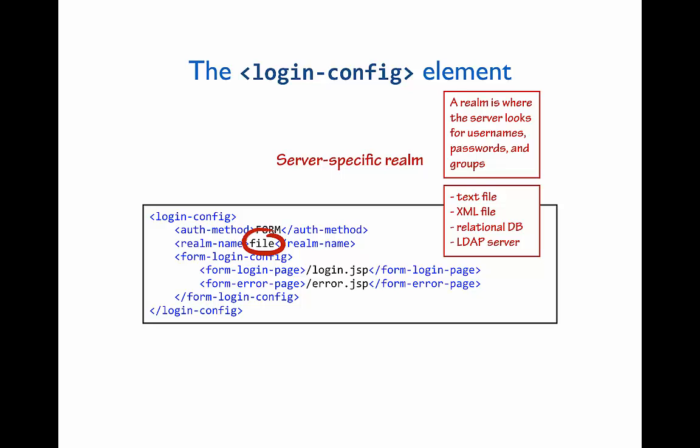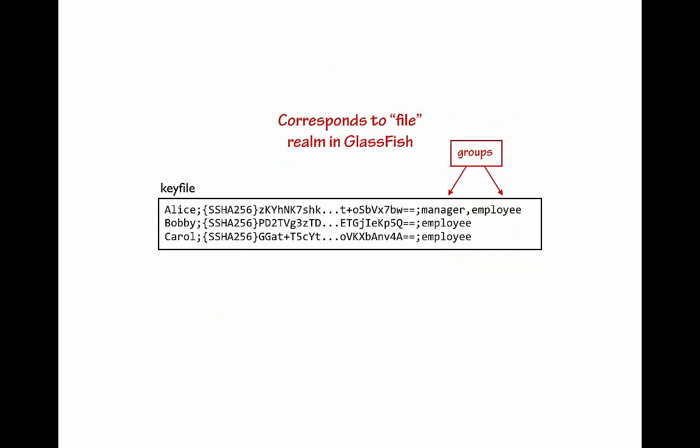For the Glassfish server, the name file indicates that authentication and authorization information will be stored in a file with the name keyfile. The key file is located in a configuration directory under the main Glassfish application directory on your system. This is an example of a key file that stores 3 users, Alice, Bobby, and Carol. It also stores hashes of their passwords using the SHA-256 hash function and the user groups that they belong to.